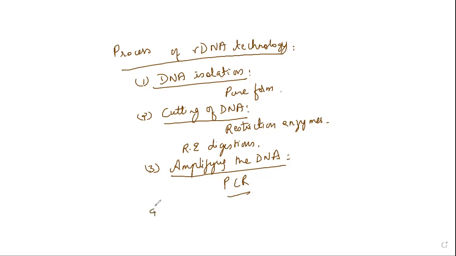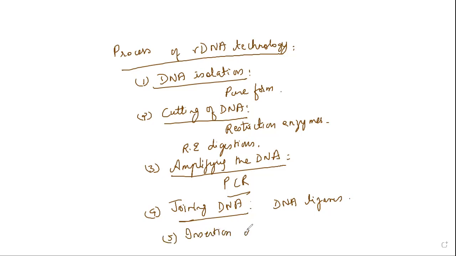Then, fourth point, joining of DNA. What happens here? The vector and a section of DNA are joined in this step. It is achieved with the help of an enzyme, DNA ligase.